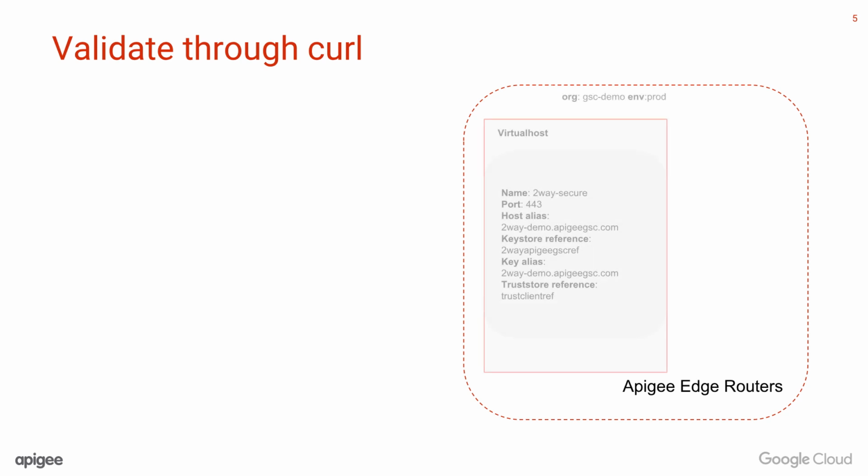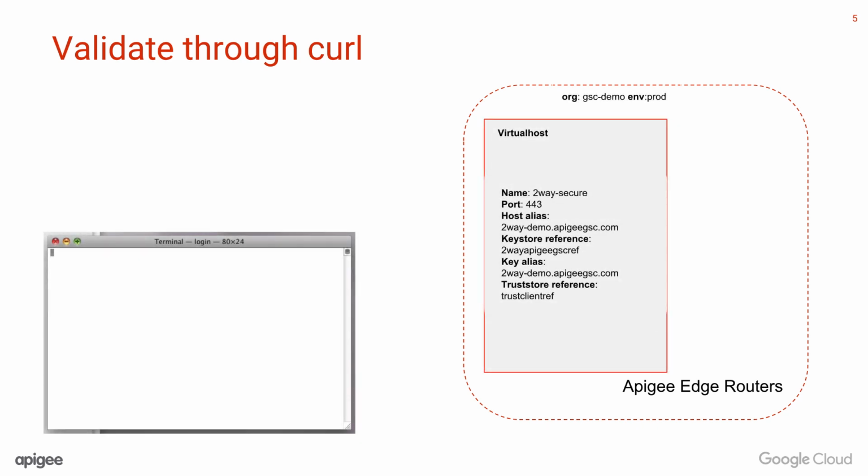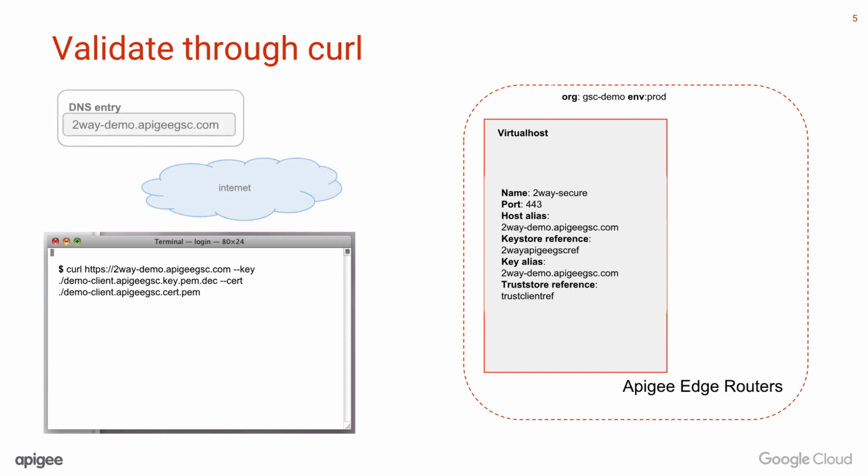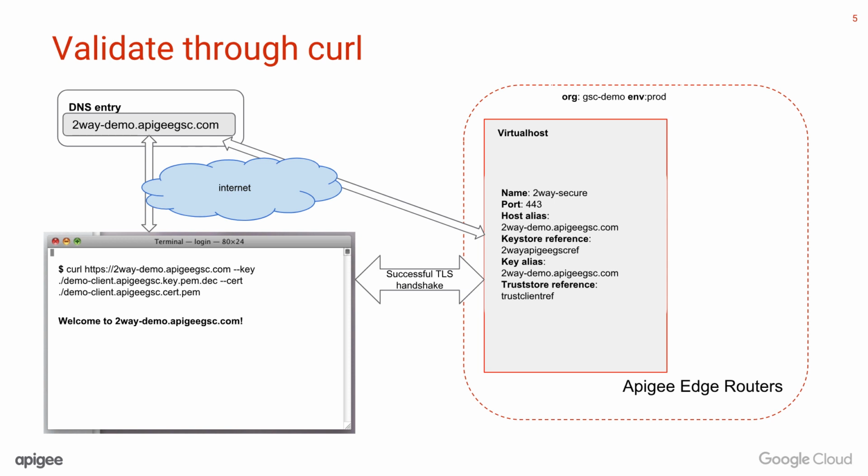Now we could validate a virtual host to ensure TLS connections work. In the terminal window, enter the curl command to access HTTPS domain name with the client key and certificate pair. The request goes through the DNS server and reaches the virtual host configured on the Edge routers. Once the TLS handshake completes successfully, Edge could return a pre-configured response. For this demo, I have configured an Edge API proxy to show the welcome message.